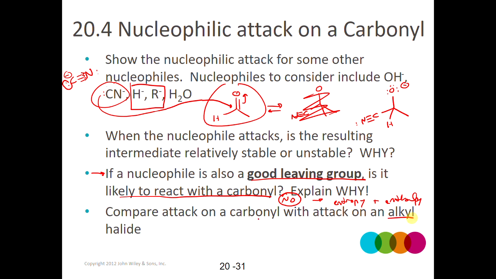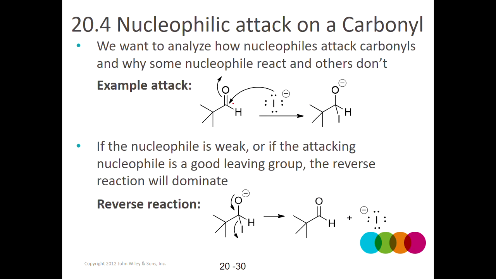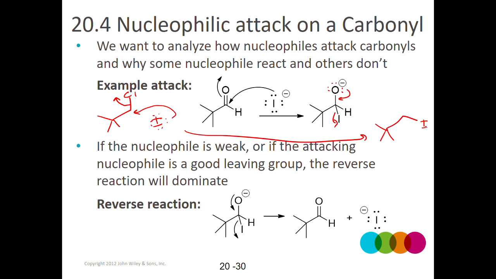And that's different from attacking an alkyl halide. Right, so we said over here, if an iodide attacks, then the oxygen is just going to swing the electrons back in and push it out. If I had instead an alkyl halide here, and the iodide attacked, since the leaving group's actually leaving, that could actually produce a product.